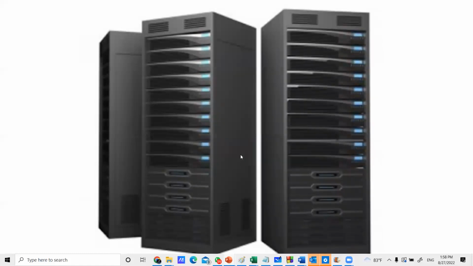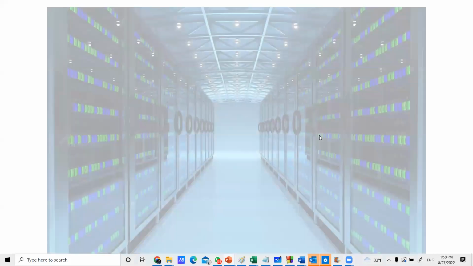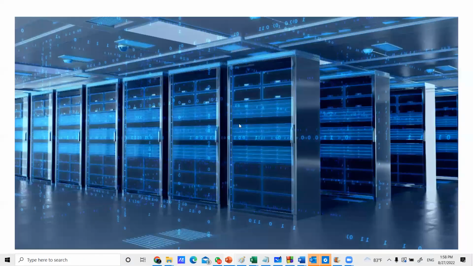Right. Here are some pictures of servers. These are some large servers and medium-sized servers. Actually, these are medium-sized servers. This is also a medium size. Here you have very large servers. It's like a room. Their size is equal to a room. This is also a very large server. Those are some pictures of computer servers.